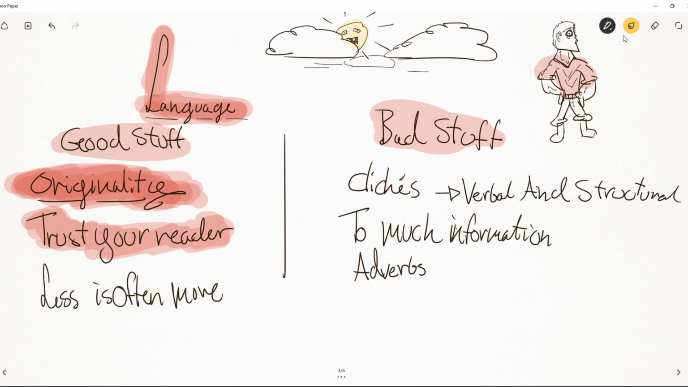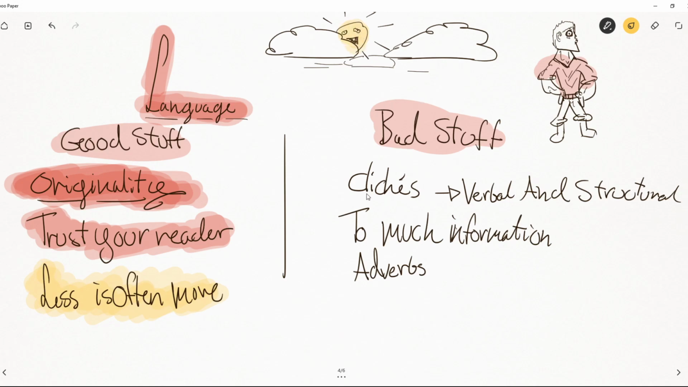And in that sense, you could say that less is often more. But if you write extremely little, then that is, of course, not the case.